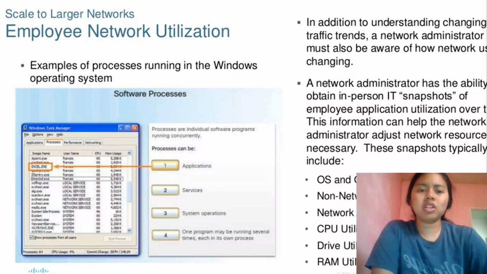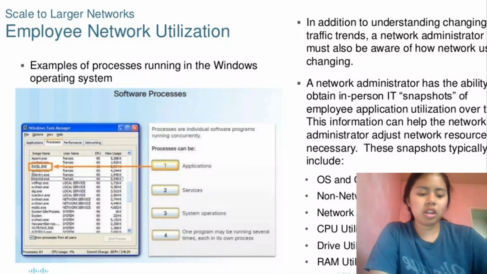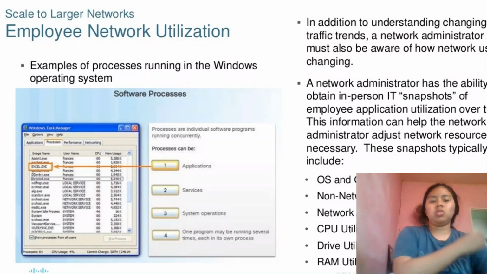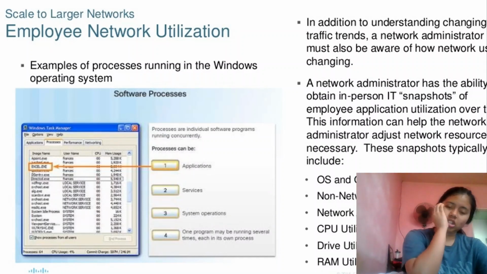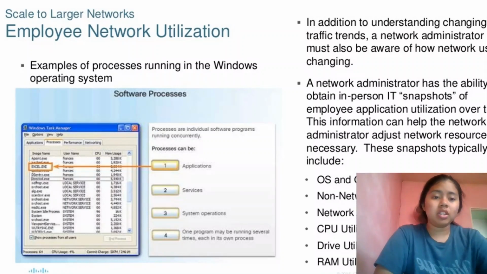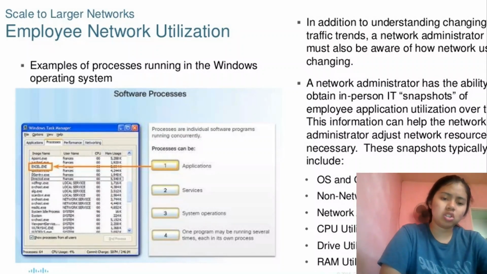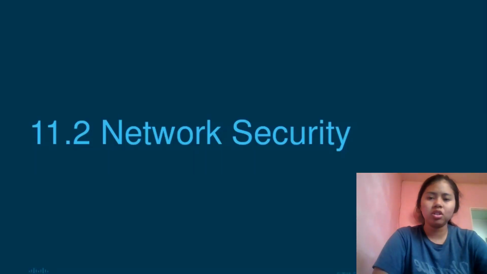Employee network utilization. A network administrator has the ability to obtain in-person IP snapshots of employee application utilization. This information can help the network administrator adjust network resources as necessary. These snapshots typically include OS and OS version, non-network applications, network applications, CPU utilization, drive utilization, and RAM utilization.